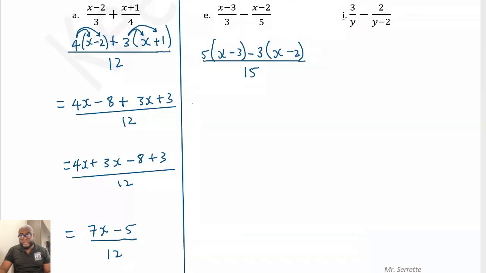Right, so let me go. This will be equal to, what are we multiplying 5 by? 5 by x and 5 by negative 3. So let me go: 5x minus 15 minus 3. This is negative 3 by x, then negative 3 by negative 2, right? So negative 3 by x will give me negative 3x. Everybody agrees? And then negative 3 multiplied by negative 2.